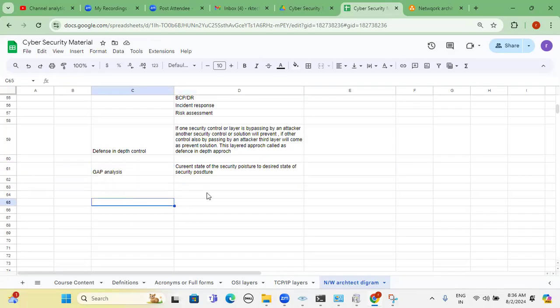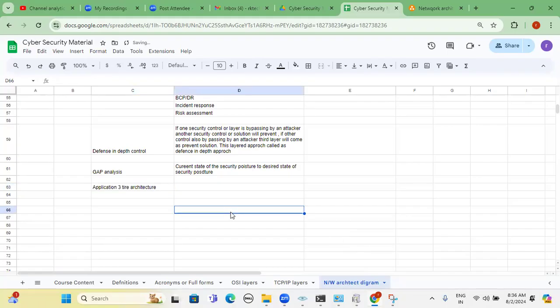Okay. Next one is application three-tier architecture. We discussed network three-tier architecture, next generation firewall, proxy, network IDS and network IPS. Now, application three-tier architecture. Whenever any DevOps person or application developer or product developer goes for an interview, maybe we can expect this question. So what is meant by application three-tier architecture?